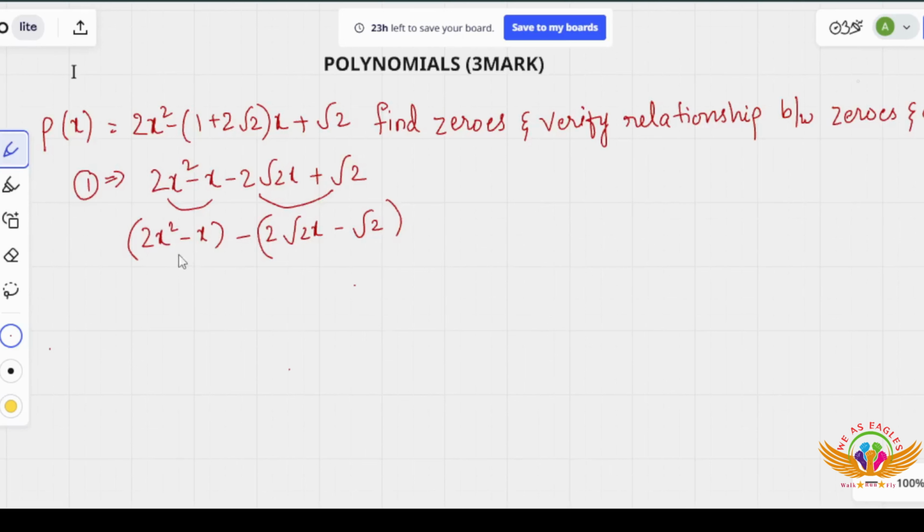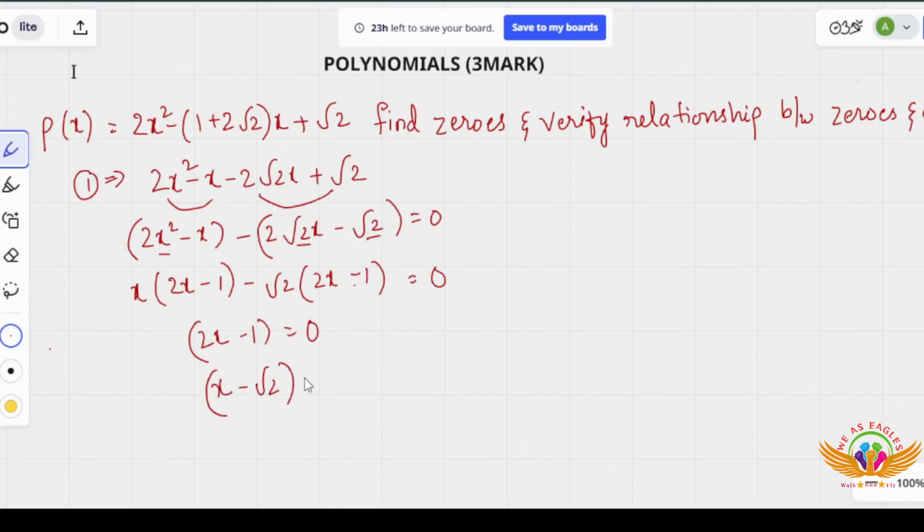From the first group, 2x² − x, I can take x out, so it becomes x(2x − 1). In the second group, I can take −√2 as common, so it comes out as −√2(2x − 1) again. I always say that the brackets in the first group and second group must be the same. So we get (2x − 1)(x − √2) equated to 0, meaning 2x − 1 = 0 and x − √2 = 0.